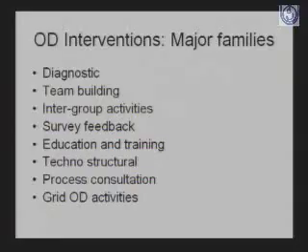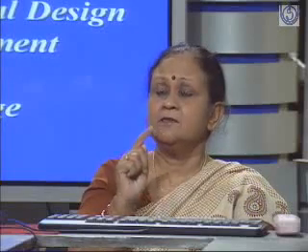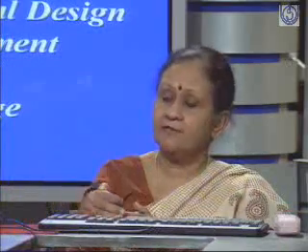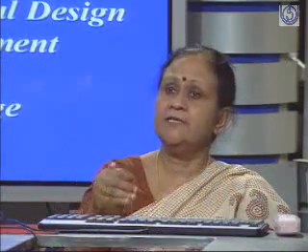Then there is grid OD, which is basically an effort to create a grid. It is not haphazard, but stepwise development, creating a grid, that one after the other, how the different steps are to be taken.